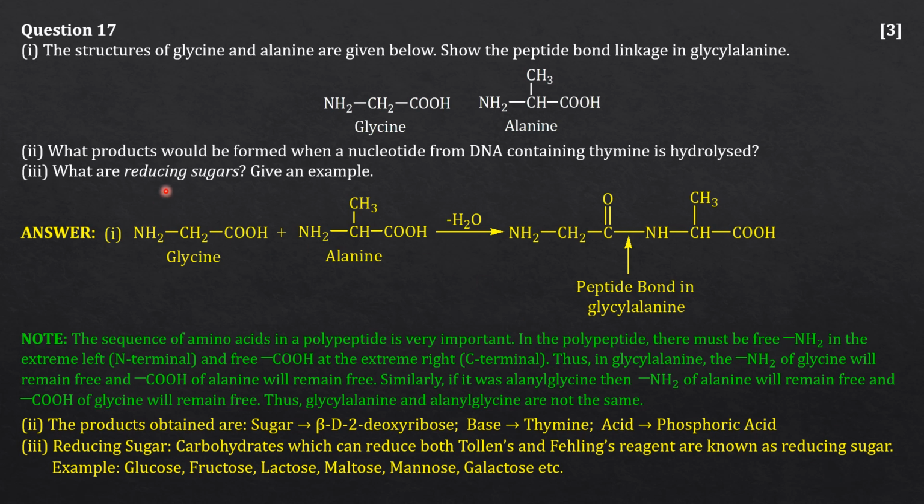Next question is a direct question, reducing sugar. So carbohydrates which can reduce both Tollens and Fehling's reagent are known as reducing sugars. There are many examples. Be careful with one example, and that is sucrose. Sucrose is the disaccharide which is a non-reducing sugar. It cannot reduce. Why it cannot reduce? I don't want to go into those details, otherwise the video will become very long. But you must remember sucrose is one of the disaccharides which is a non-reducing sugar, but the other two disaccharides in your syllabus, that is lactose and maltose, are reducing sugars.